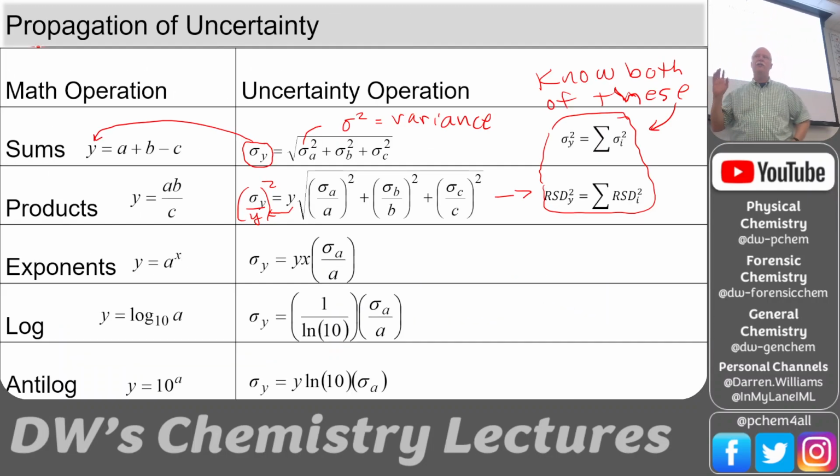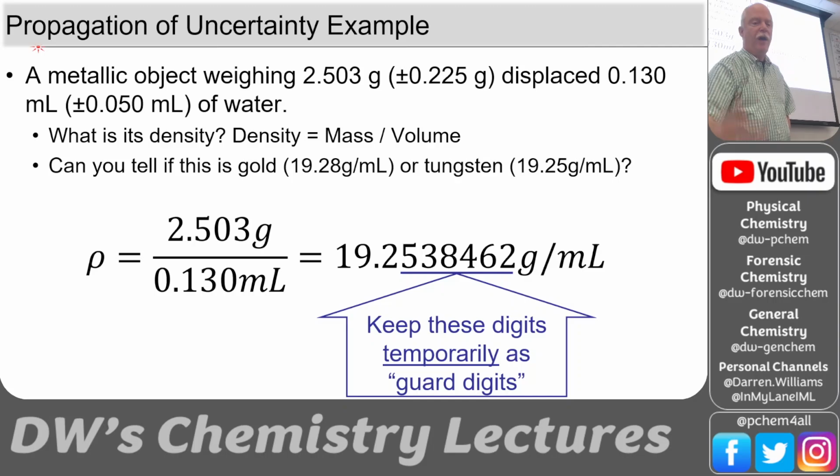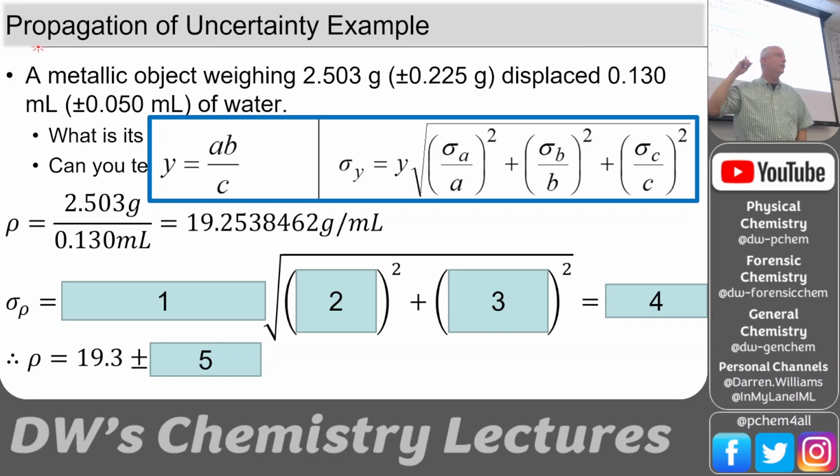So focus on the operations that you're doing. And sometimes you have a combination of these. So in this case, we had a product and we had a quotient. So that's why we had to use that equation. We look over here at multiplication and division. So that's the equation I use, and then I've got to do the relative standard deviations of all my parts. Good? Okay.